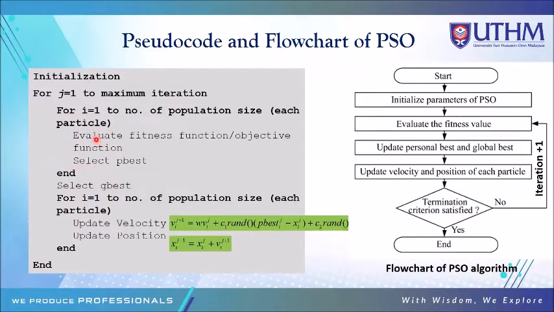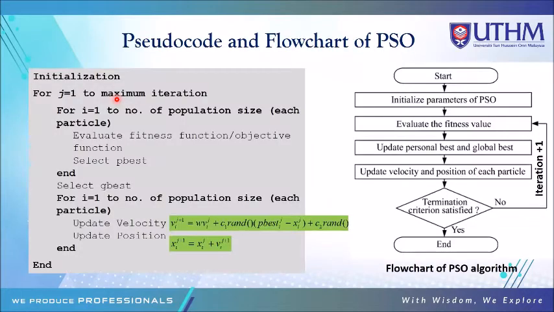We repeat for particle number 1, 2, 3, and up to 20, for example. Then we determine the global best solution. And then again, we repeat for each particle to update the velocity and position. This is the pseudocode of the PSO algorithm. From this pseudocode, we can write code in programming software, for example MATLAB and others.